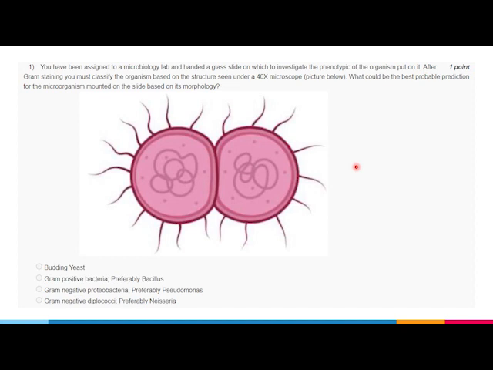Okay, more people are joining. For everyone who has just joined now, we are doing previous year's questions, and this is a question in which you are looking at a microorganism at 40x magnification on a slide and want to identify it based on the picture that is given. There are four options: budding yeast, gram-positive bacteria, gram-negative proteobacteria, and gram-negative diplococcal. Does anyone else want to try and give an answer in the chat box?